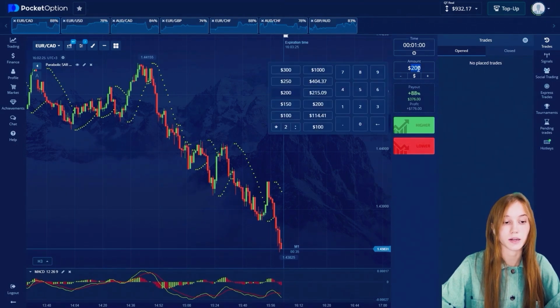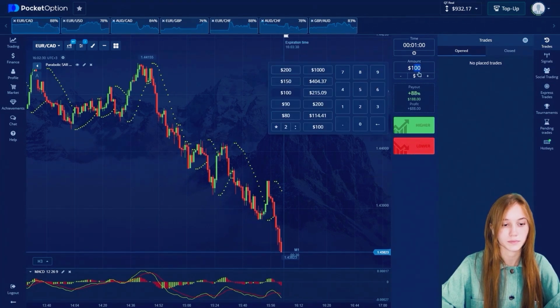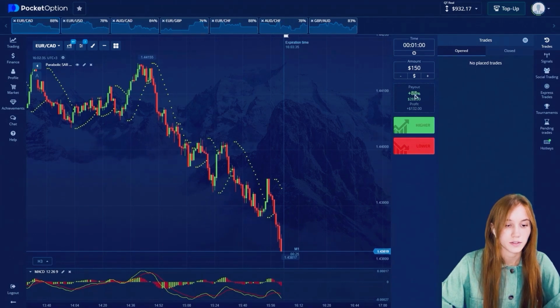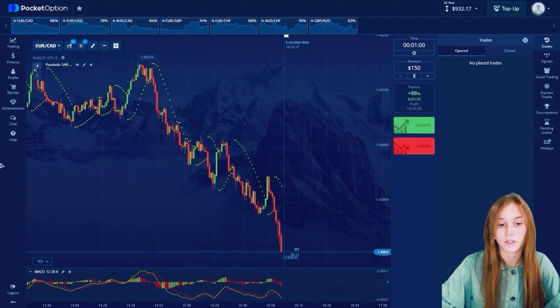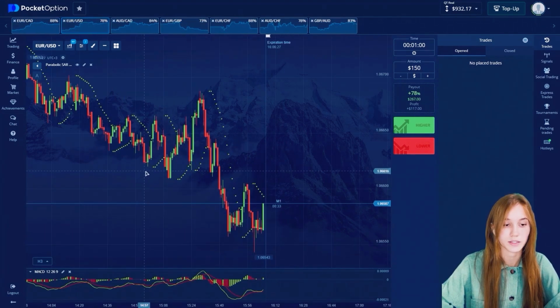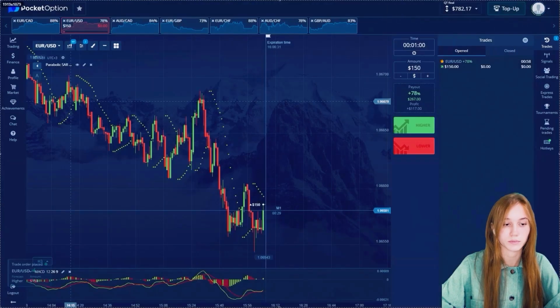Increase our deal amount to $100. I think it's good. 150. So we should reach the $1,000 mark. And the last concept is, let's open up. Start our chart is going down. Don't be afraid of this.